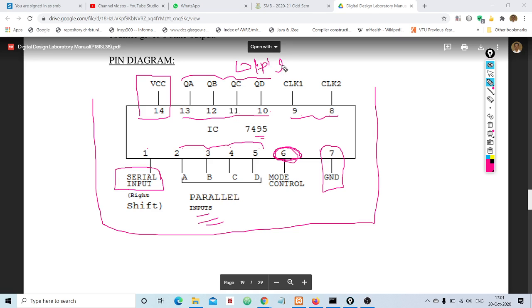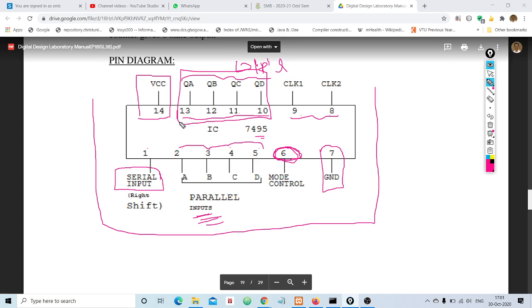Clear? Okay, so once again I will repeat, the IC 7495 is a total 14 pin chip, and pin number 7 represents ground, pin number 14 represents voltage, and pin number 1 is used for providing an input, specifically serial input, and pin number 2, 3, 4, 5 are used to supply parallel inputs, and pin number 6 is used to control the mode of the operation, and 9 and 8 are used to supply clock inputs, a special type of inputs. Pin number 13, 12, 11, 10 are used to view the outputs, or to make it simple, they are output pins. Clear?